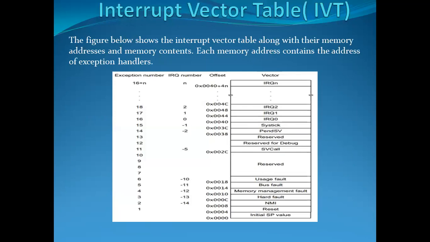The figure below shows the interrupt vector table along with its memory addresses and memory content. Each memory address contains the address of an exception handler. Some of the interrupt vectors are shown here: the initial stack pointer value, then reset, NMI, hard fault, memory management. All these are IRQ numbers and exception numbers, from 1 to 16 plus n.